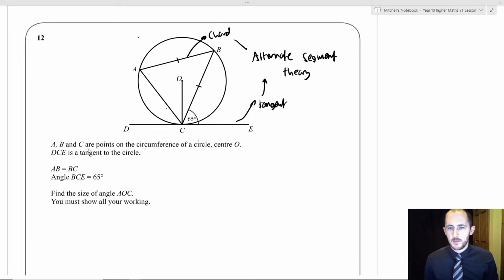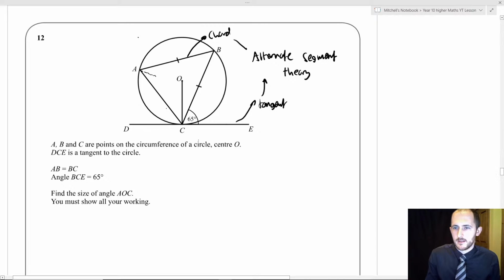Let's have a look at this question. A, B, and C are points on the circumference of a circle centre O. DCE is a tangent, yeah, good. AB is equal to BC, good. BCE is 65 degrees. Work out the size of the angle AOC. Okay. So the angle they're looking for, kind of annoyingly, is this angle here. It's kind of frustrating that they've used that angle, but you know, is what it is.